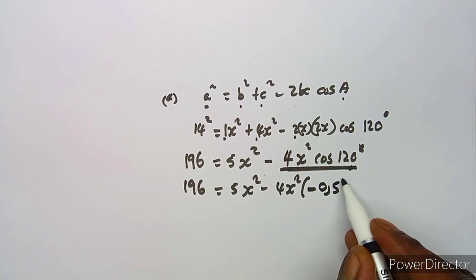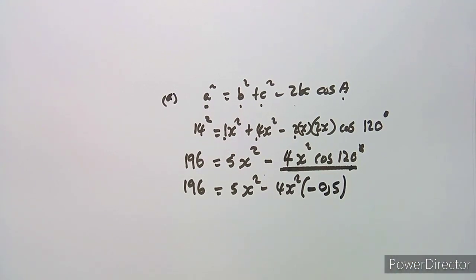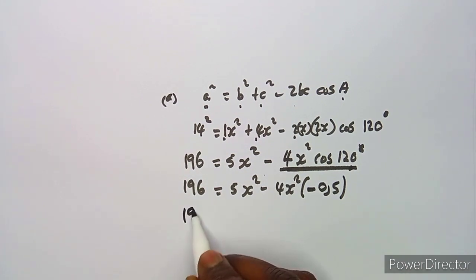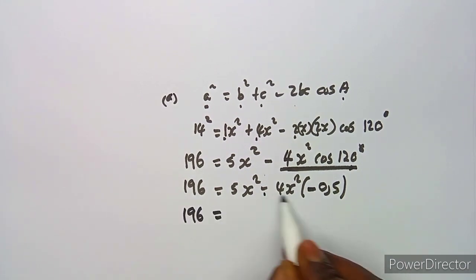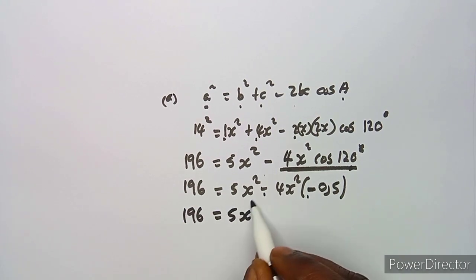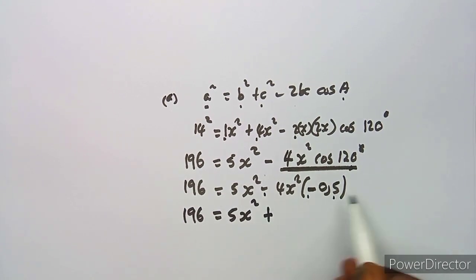So it is going to be a negative. Cos and tan are negative. Only sine is positive when you are referring to obtuse angles. All right. So this is it, guys. 196 is going to give us minus and minus. That's a plus. So we've got 5x squared plus 0.5.